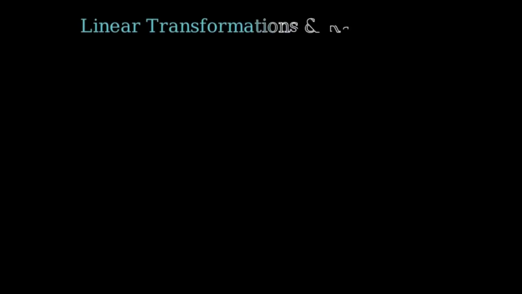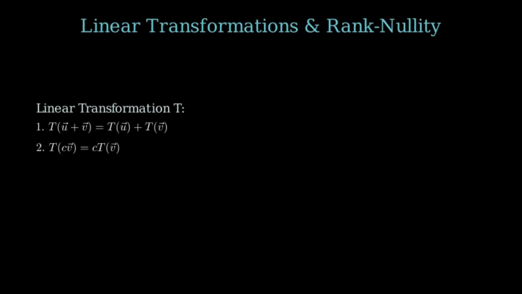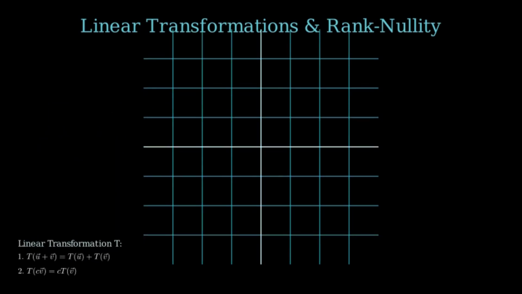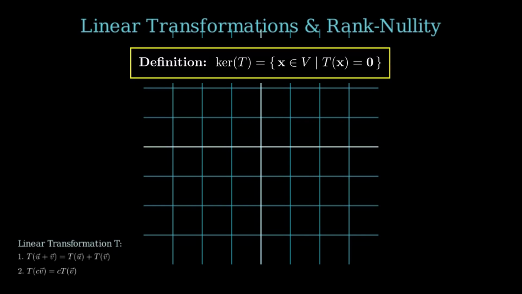A linear transformation is a rule that moves vectors while keeping lines straight and the origin fixed. It must satisfy two properties: additivity and homogeneity. Before we talk about rank, we must understand the kernel. The kernel is the null space, the set of all input vectors that are crushed to zero.